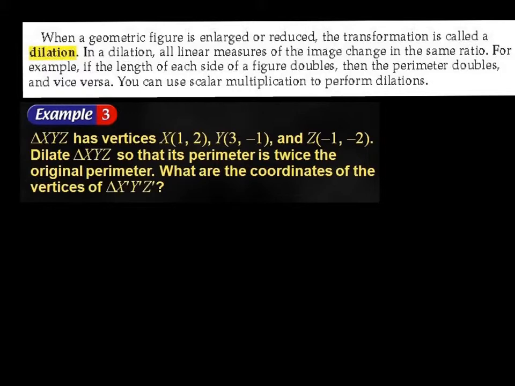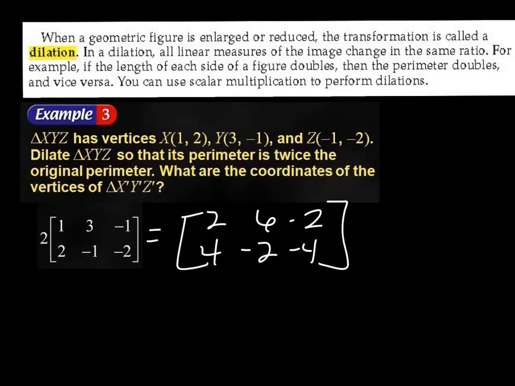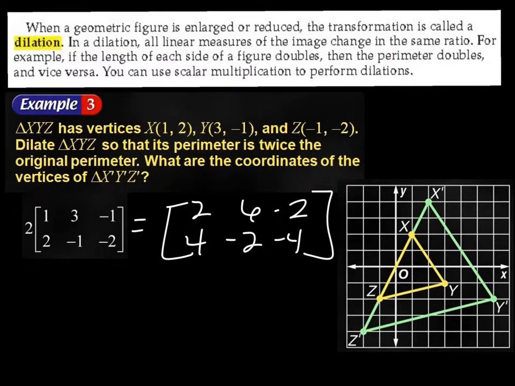Triangle XYZ has vertices at (1, 2), (3, -1), and (-1, -2). Dilate triangle XYZ so that its perimeter is twice the original perimeter. What are the coordinates of the vertices of triangle X'Y'Z'? So all we're doing is doubling everything. So (2, 4), (6, -2), (-2, -4). And we can plot points, graph the pre-image and its image, and you can see it has doubled in size.